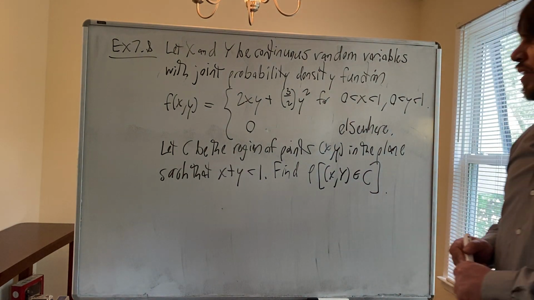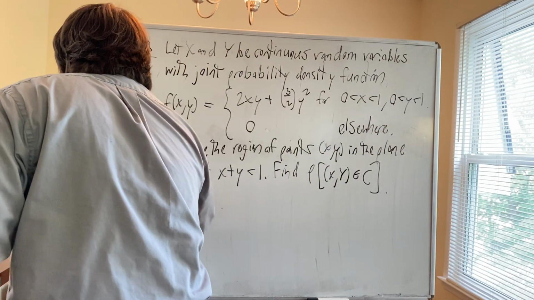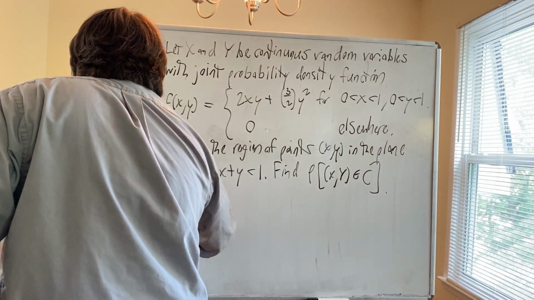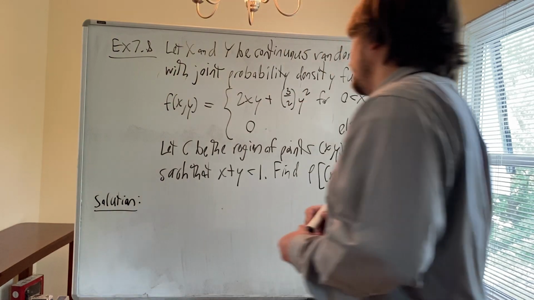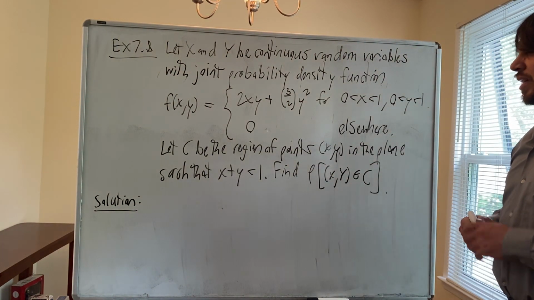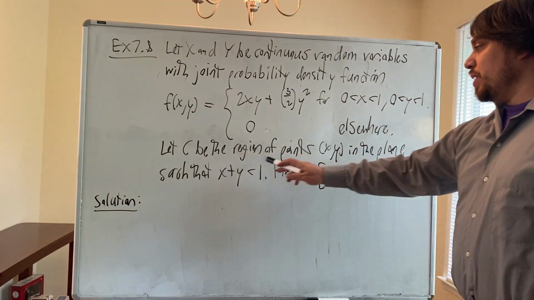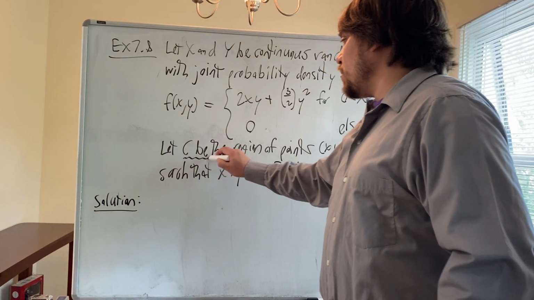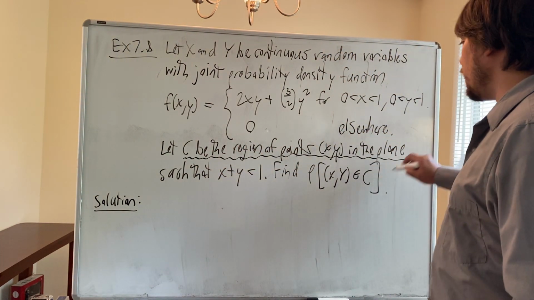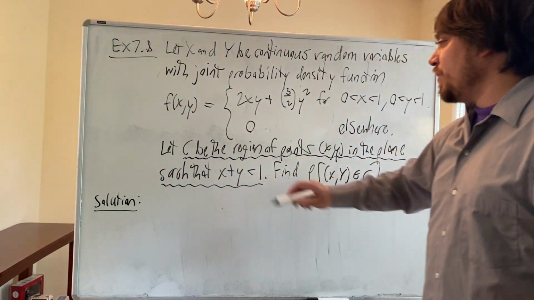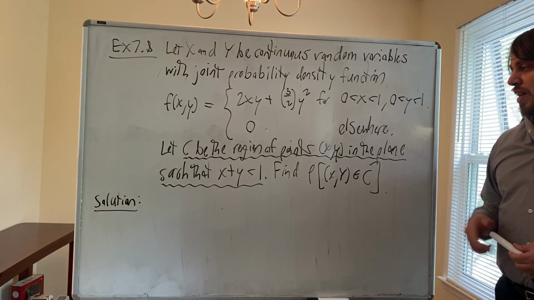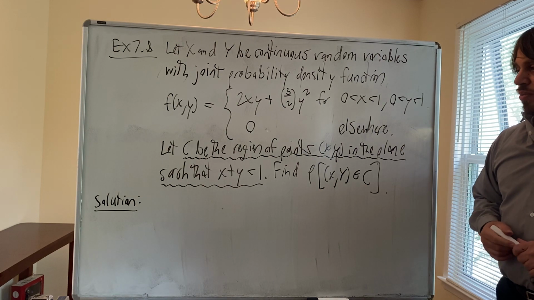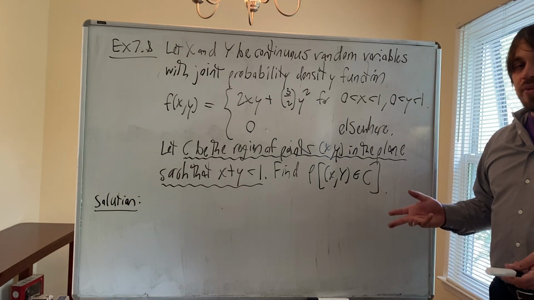Okay, so let's find the answer. Solution. Let me start by drawing a picture of what C is. Let capital C be the region of points x comma y in the plane such that x plus y is less than 1. I'm going to squiggly underline that part, because this is the part I'm looking at right now. Capital C is the region of points x comma y in the plane such that x plus y is less than 1. And so what does that region look like?